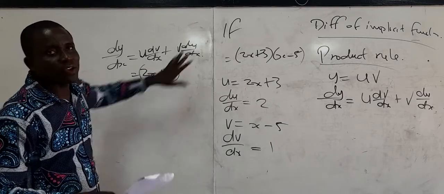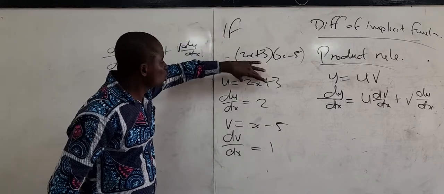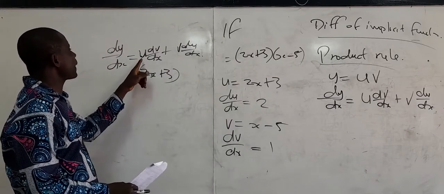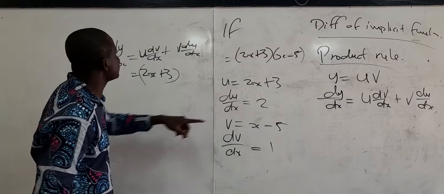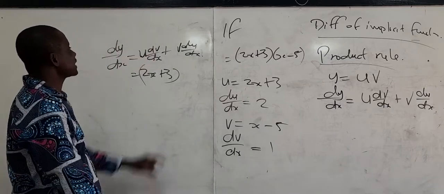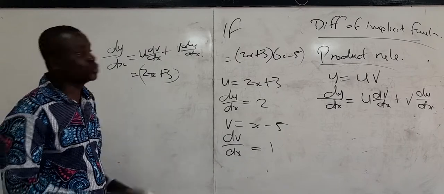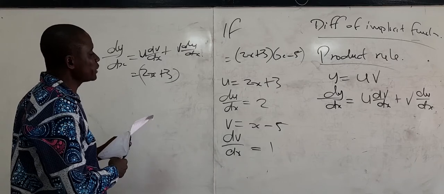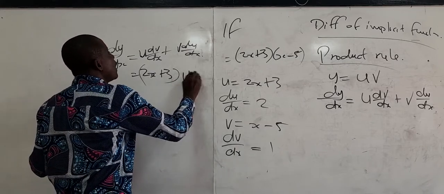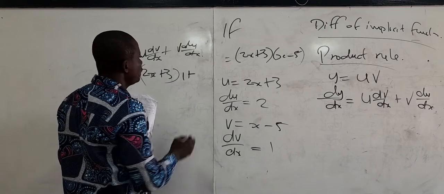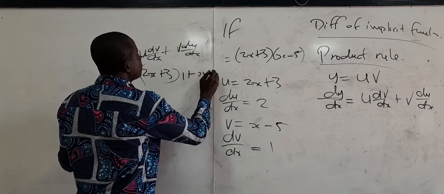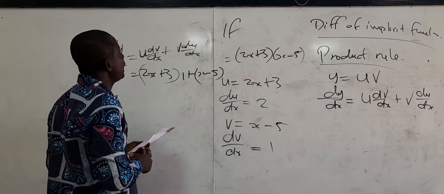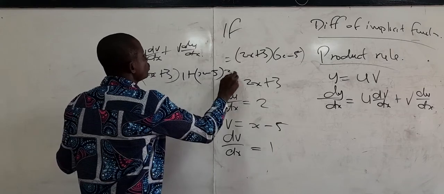Right now, when you are given this, you write this u, then you differentiate it. You write this v, then you differentiate it. Then you multiply the original u, which is not differentiated, by the differentiated v, plus the undifferentiated v times the differentiated u. So this is our u, and our dv/dx is equal to 1, plus v. What is our v? V is x minus 5. Then du/dx is equal to 2.